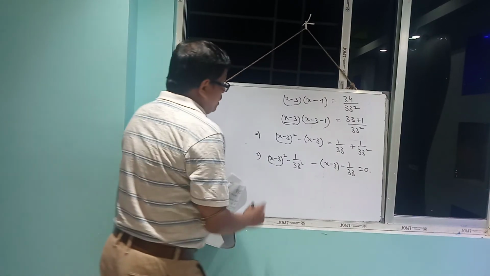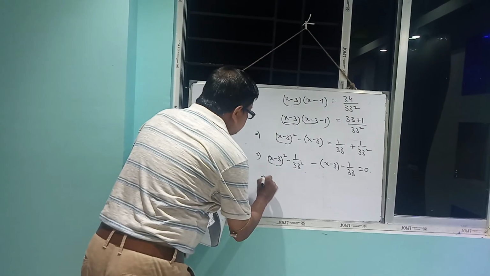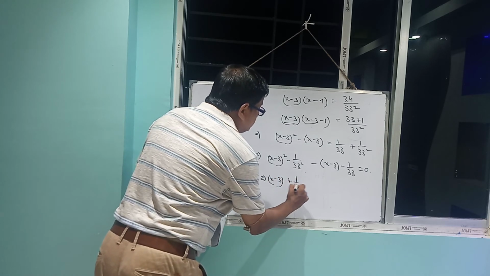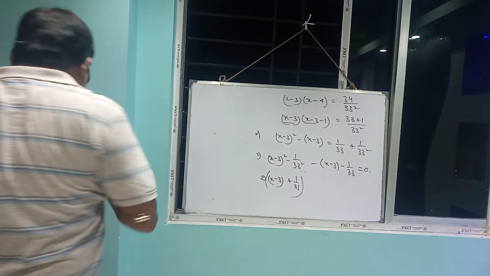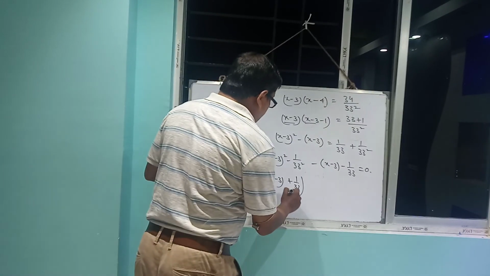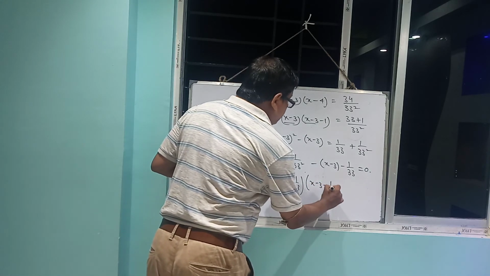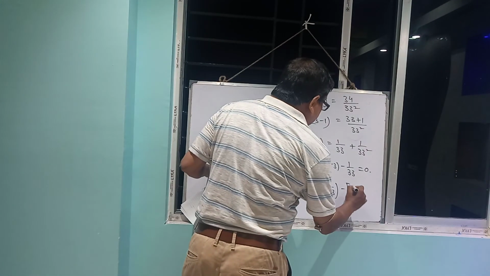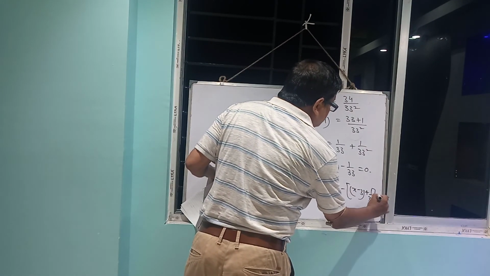to 0. Now this one, apply the a square minus b square formula, (a plus b) (a minus b). So write (x minus 3) whole square into (x minus 3 minus 1 by 33) minus common. So here we get (x minus 3 plus 1 by 33) equal to 0.